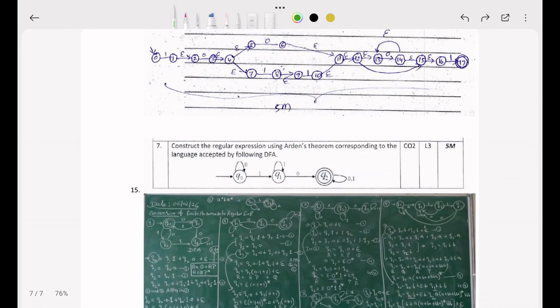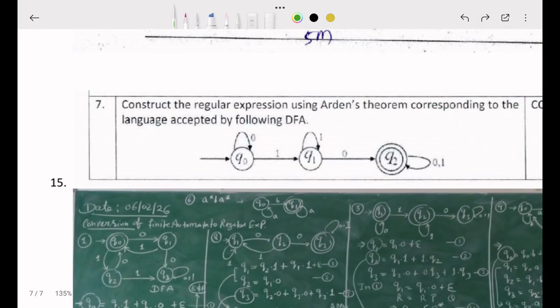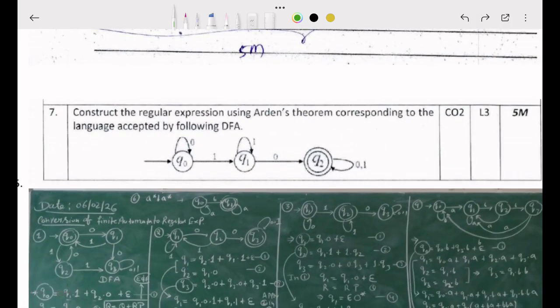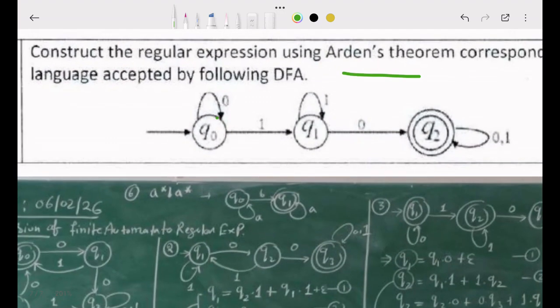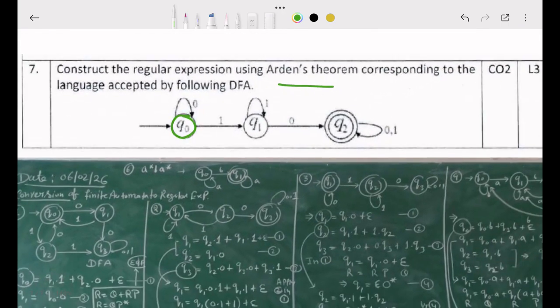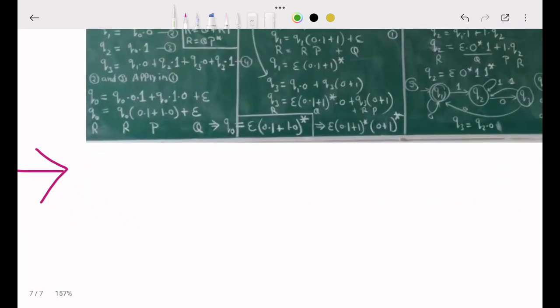So now next, the final question: construct the regular expression using the Arden theorem for this automaton. Okay, I will solve this question. Now how to solve it? At first I will focus on Q0. How to reach Q0? If you start, I can reach Q0 with epsilon.